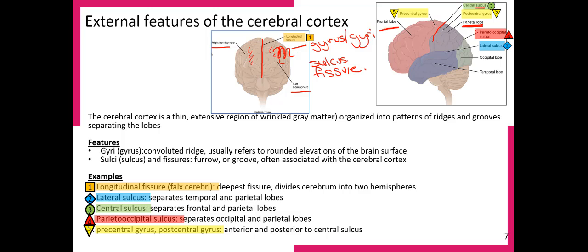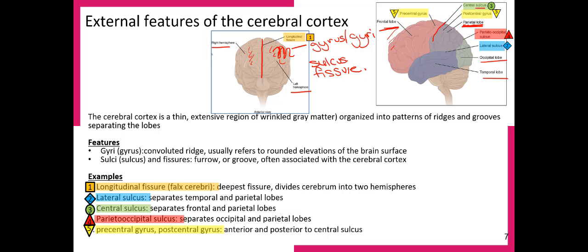And again, just note the names of the lobes. The lobes are named after the bone that it lies underneath. So the frontal lobe lies underneath the frontal bone, parietal lobe underneath the parietal bone, occipital lobe underneath the occipital bone, temporal lobe underneath the temporal bone. So again, you don't need to memorize this if you know exactly where the bones of the skull are.